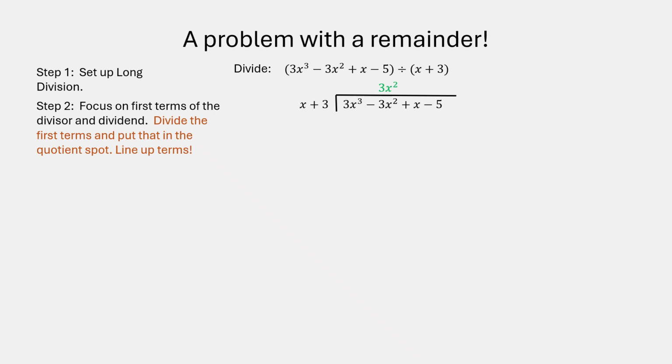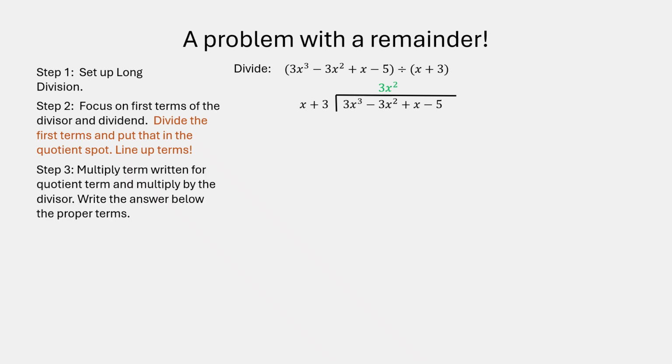All right, so what do we do now? We take the 3x squared, multiply it by x plus 3, and write it underneath our dividend. And just like before, what do we do? We subtract, and then bring down the next thing. All right, so here I have this little formula. I got this notation to make it a little bit easier, hopefully. Whatever works for you. If you want to distribute the minus through, go right ahead.